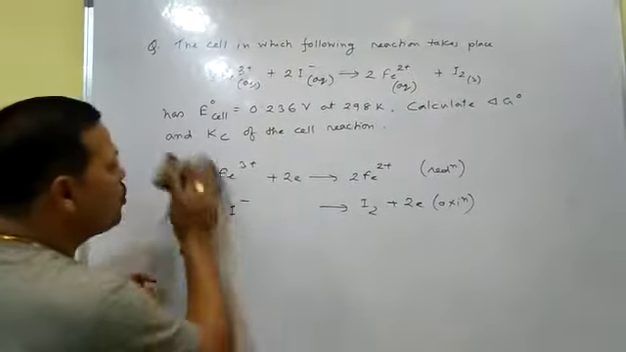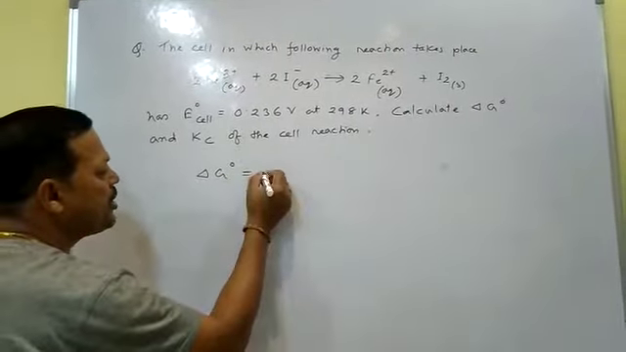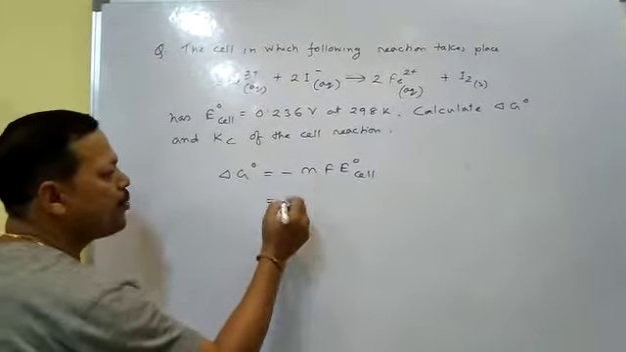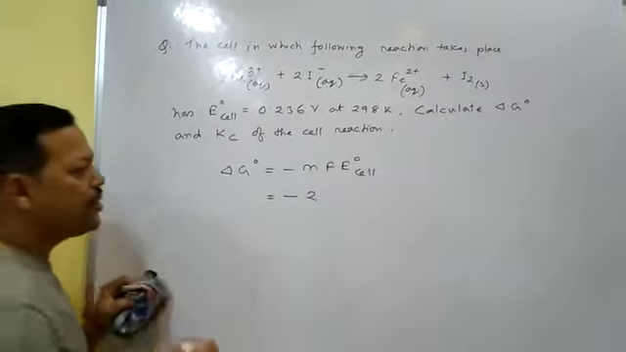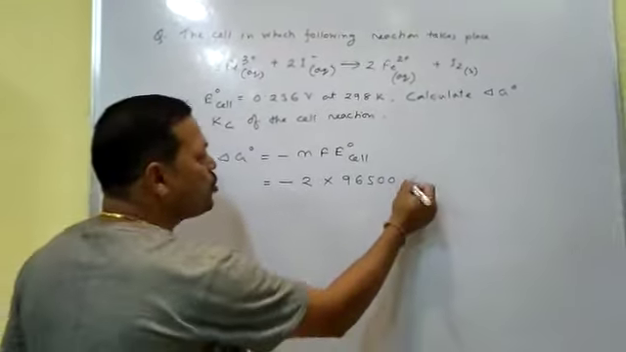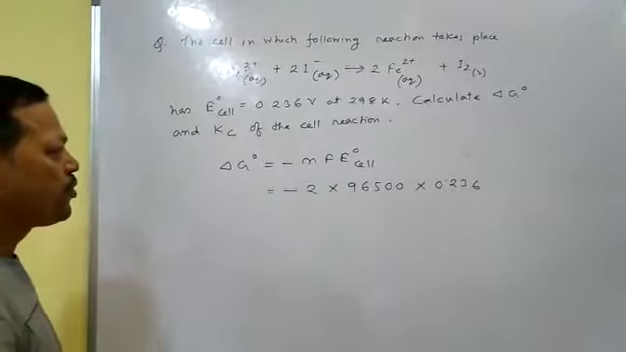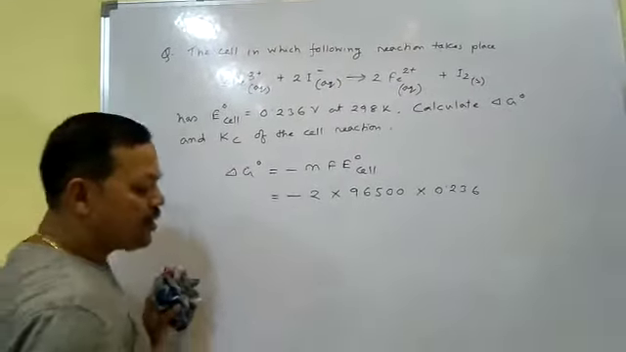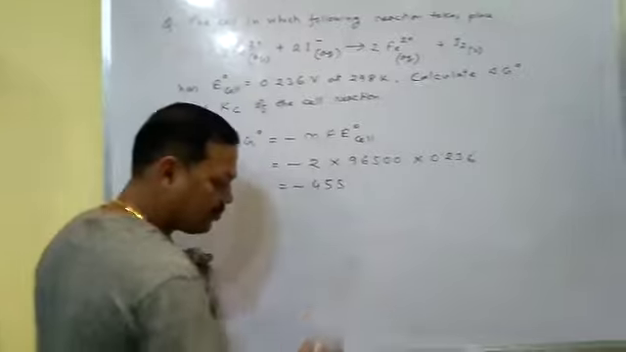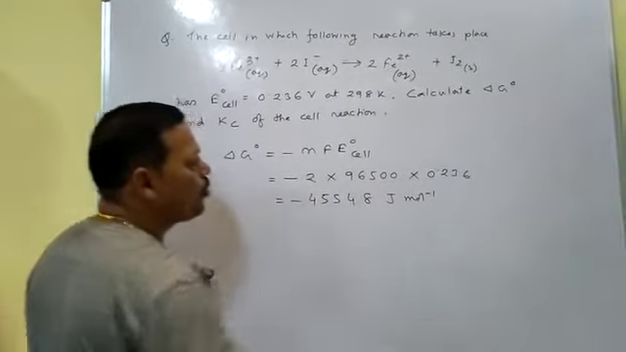Now as you know, to find out delta G0, the equation is minus nF E0 cell. E0 cell is given. n means number of moles of electrons, that is 2. Already you have got it in the equation. Multiplied by the Faraday value, it is 96500 coulomb, into E0 cell is given 0.236 volt. So when you multiply this, you will get the value of delta G0, minus 45548. You will get the unit as joule per mole.